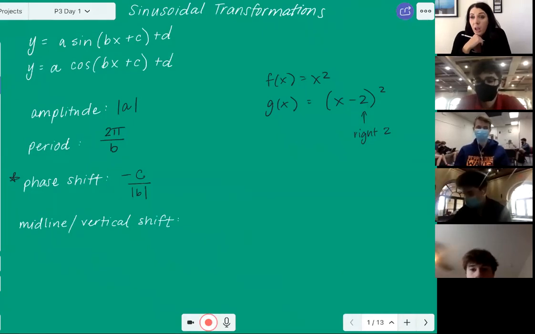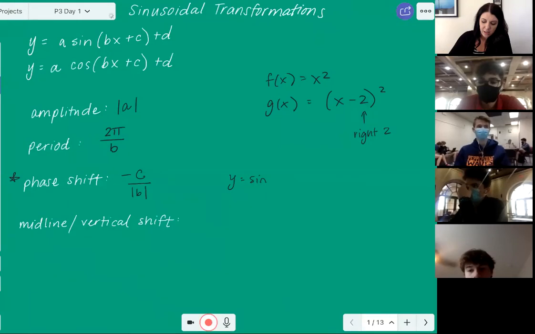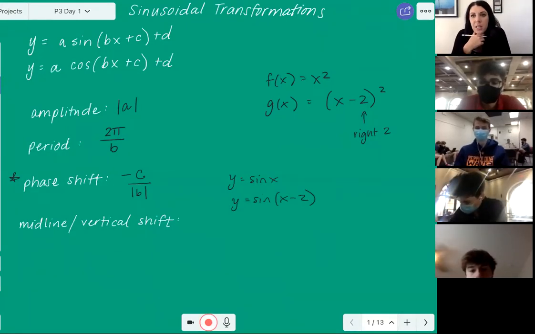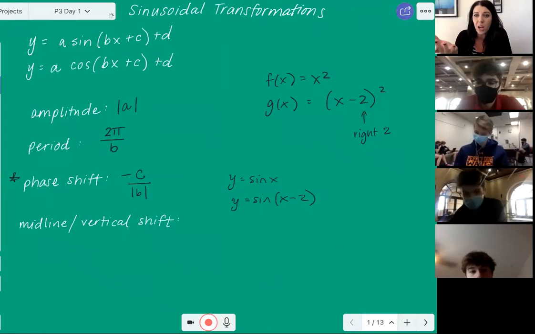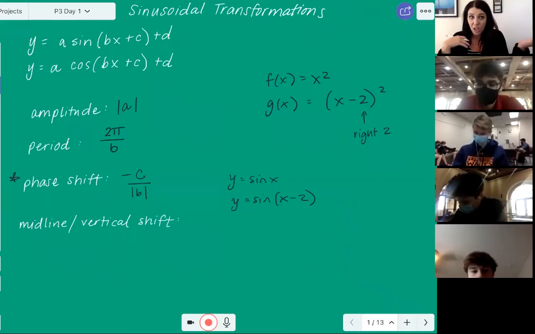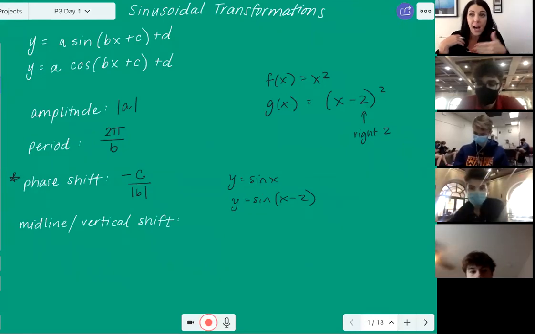Yeah, exactly. Exactly right. So let's say I had y equals sine x versus y equals sine of x minus 2. What do you think would happen to that graph if I have an x minus 2 there? How would this one move? Right 2. Right 2. It's the exact same rule. Those rules that we were talking about, they work for everything. Okay. Now that's technically right or left movement is called a phase shift. So our phase shift would be +2 in that case. That would be our phase shift.